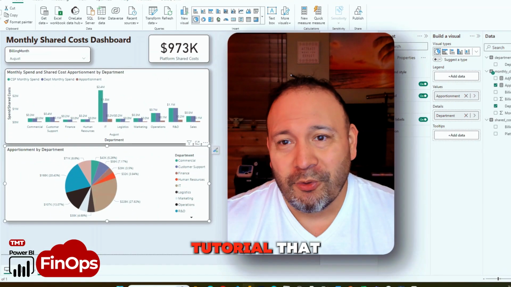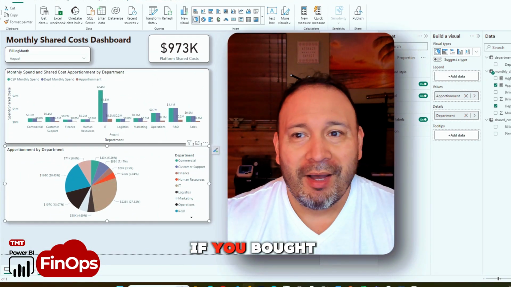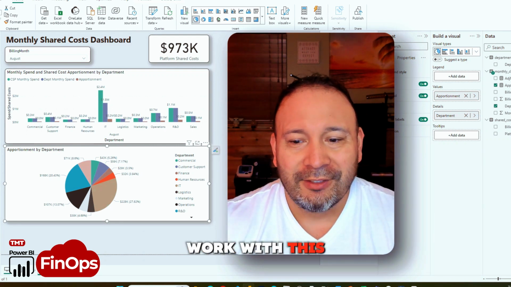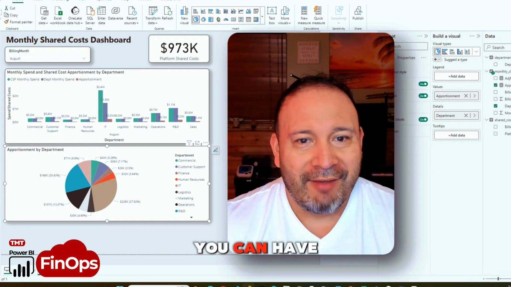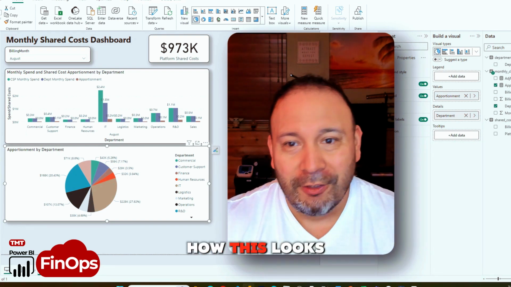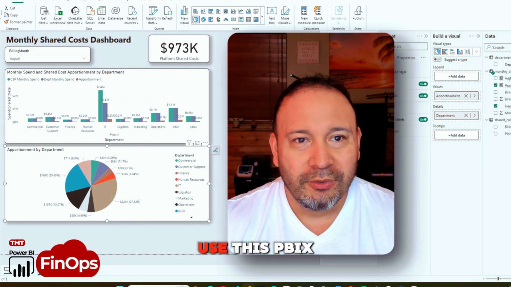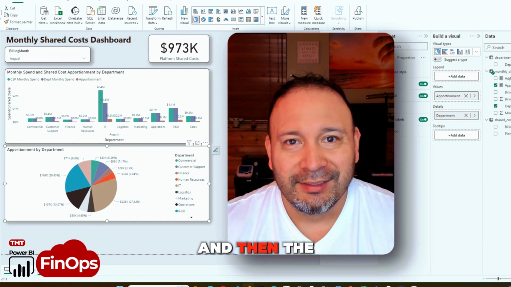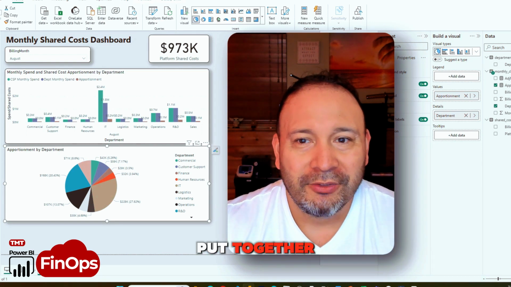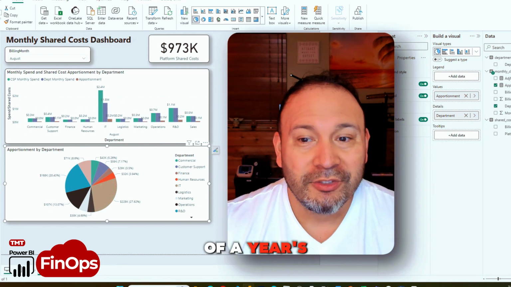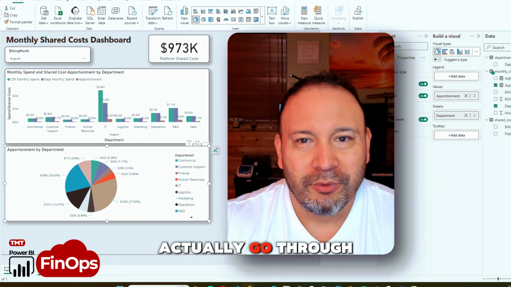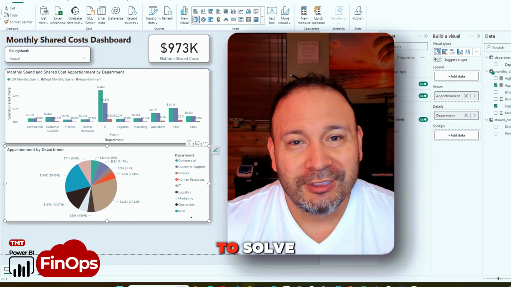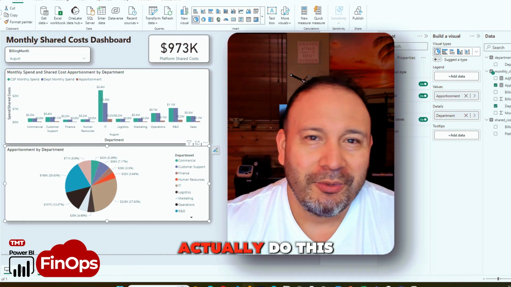So this is a tutorial that you have, and hopefully if you bought in, you can get access to the files and the data, and you can actually work with this. I put together the files where you can have access to the theme, how this looks and feels. You can use this PBIX that has the DAX queries and the formulas, and the sample data that was put together so that you can see this visualization of a year's worth of data that we could go through. This is a common scenario that most companies are looking to solve, and you could actually do this with Power BI.